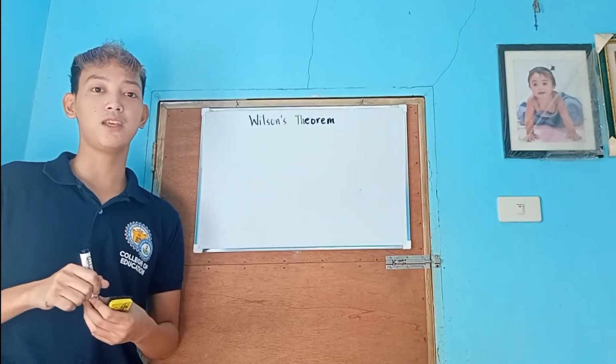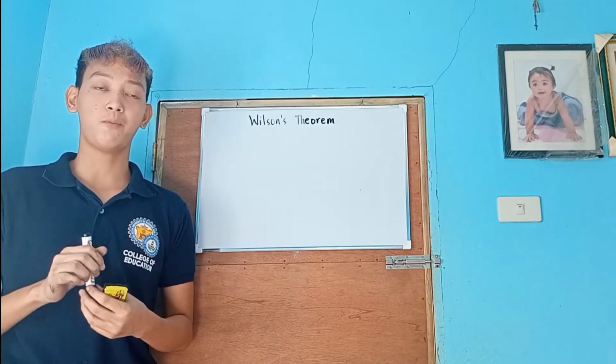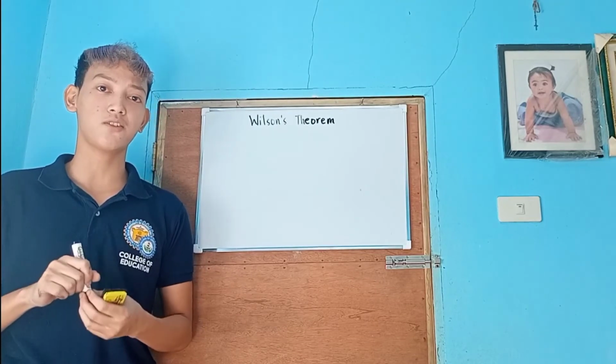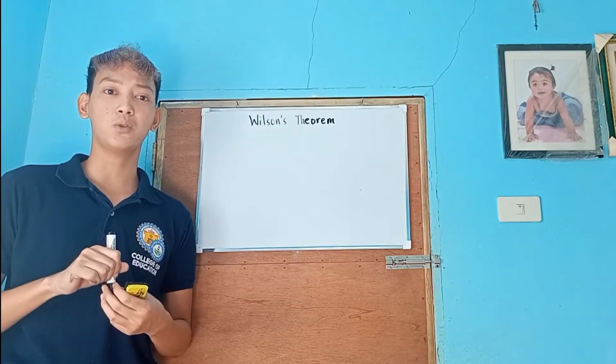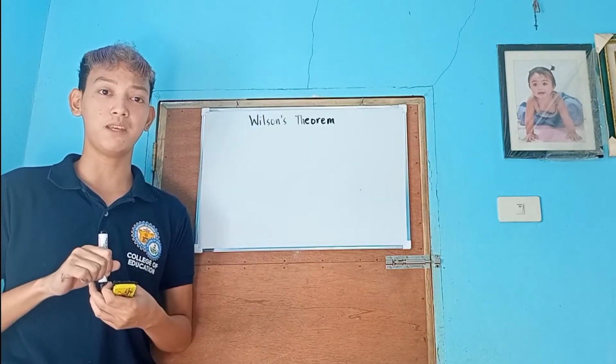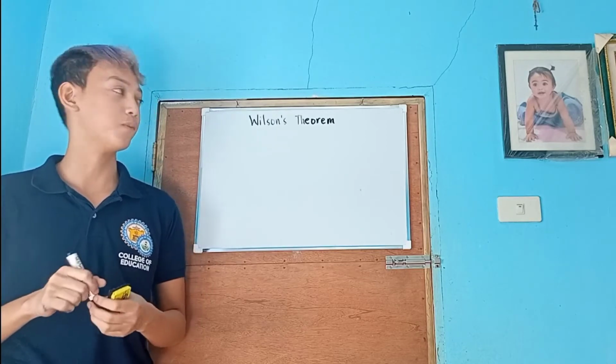Our new lesson for today is all about Wilson's Theorem. This theorem was proposed by John Wilson and published by Waring in 1770. Although it was previously known to Leibniz, it was proved by Lagrange in 1773.